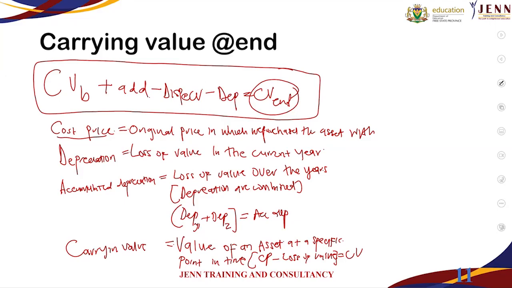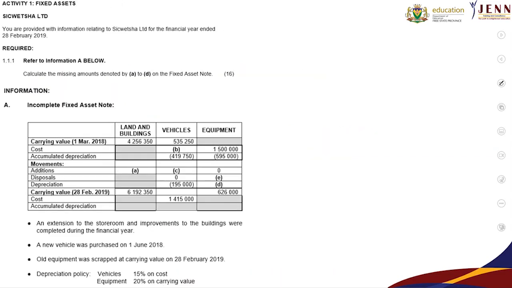Look at this one. Carrying value at the end. Here it is, on this page. Carrying value at the beginning plus additions minus disposals. We are looking for carrying value at the end. Here is the formula that I said you must grab: carrying value at the beginning plus additions minus disposal at carrying value minus depreciation. Now let's take the formula to that section and see whether it works for us.